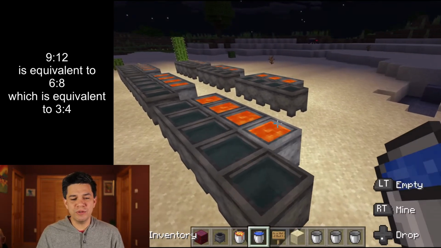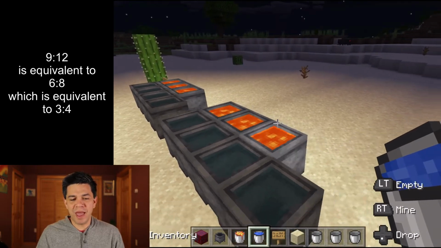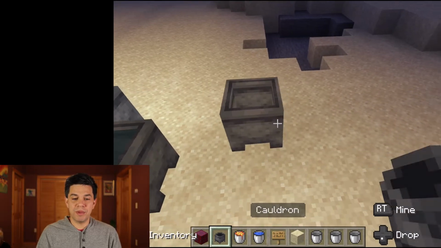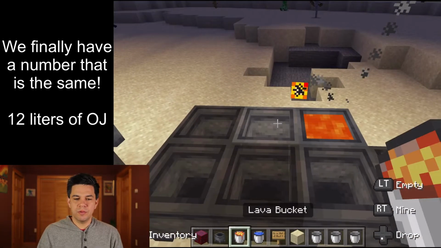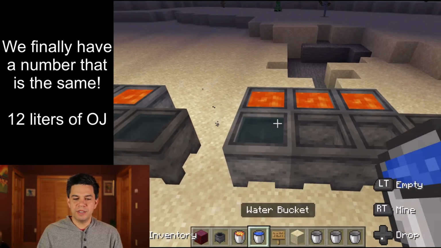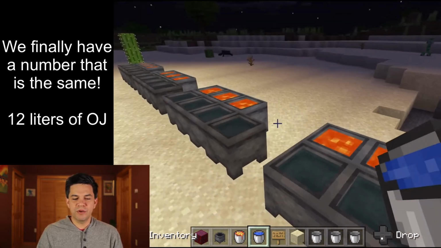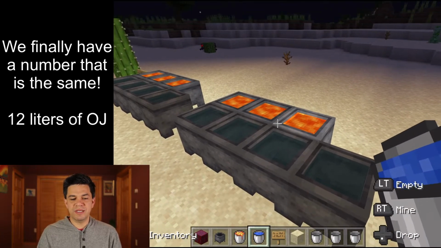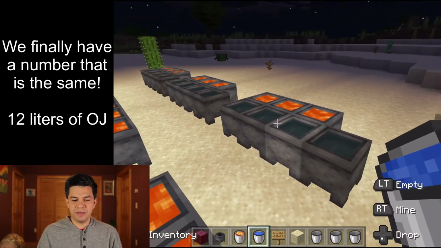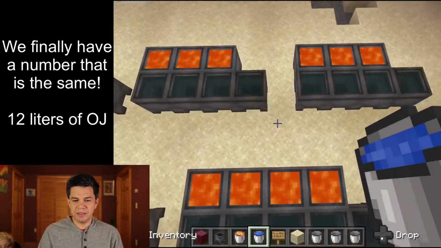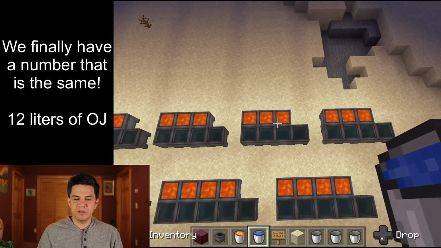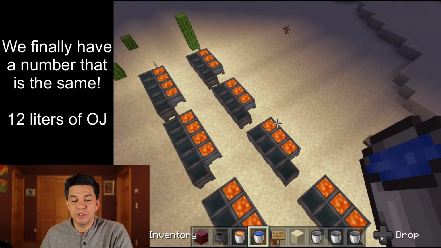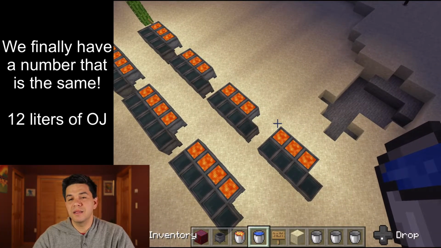I'm seeing 12 orange juice here, and I think if I add another batch to Lynn's recipe, she's going to have 12 orange juice. Then we're going to be able to compare the two recipes. 1, 2, 3. Ratio of 3 to 4, which is equivalent to 9 to 12, which is equivalent to 6 to 8, which is equivalent to 12 to 16. All right, so 12 orange juices for Lynn and 16 liters of water.